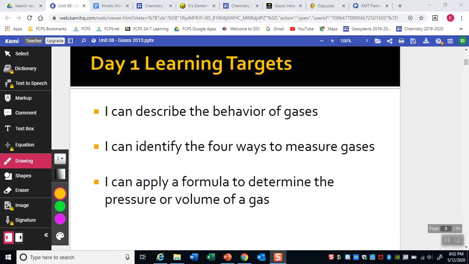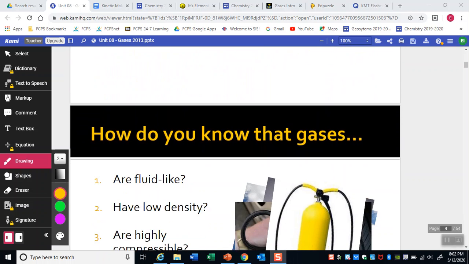Okay, so we are going to be talking about the behavior of gases today, and you need to be able to identify 4 ways to measure gases. And then after that, you'll be able to apply a formula to determine the pressure or volume of a gas.